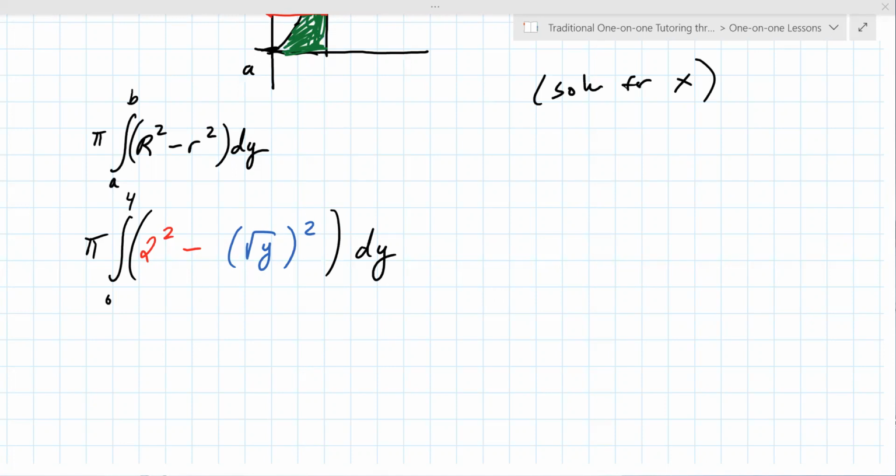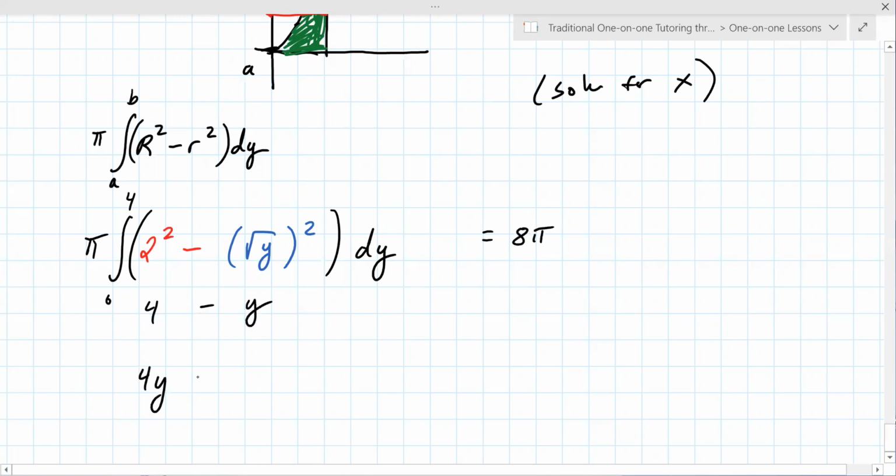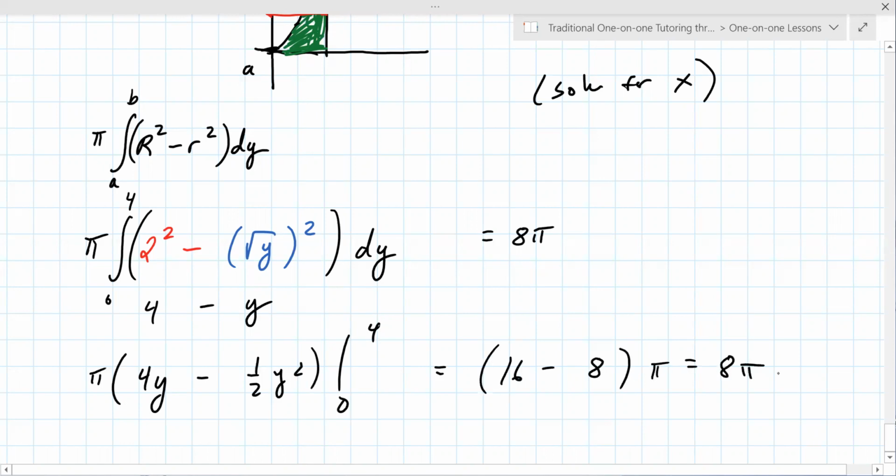I got 8 pi. Let me double check here. So this is 4 minus y. So your antiderivative is 4y minus 1/2 y squared, evaluated from 0 to 4, times pi. So that becomes 16 minus 8 times pi, and it is in fact 8 pi. Excellent. Fantastic. Okay, let me look here, see what else we can do.